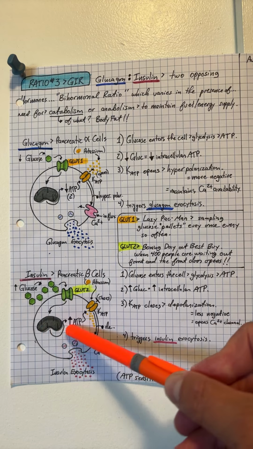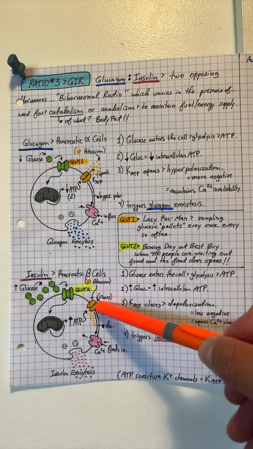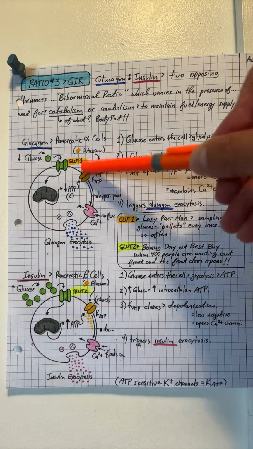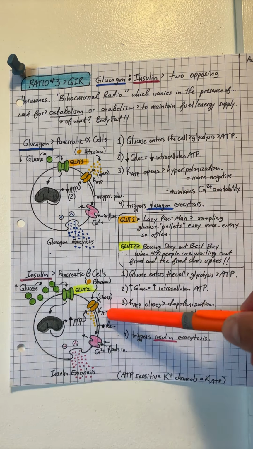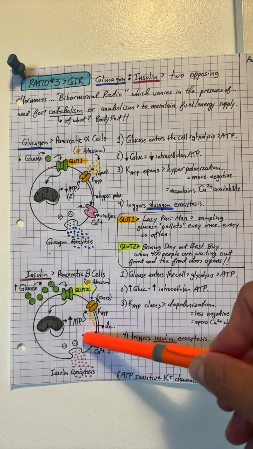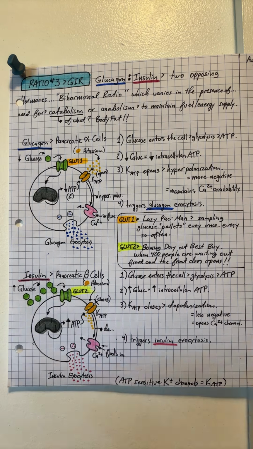Glycolysis, mitochondria, increased ATP. The increased ATP closes the potassium channel and depolarizes, so kind of the opposite here. Then again, the depolarization causes calcium to flood in, deals with the vesicles, and we get insulin. So similar, but different. Do you see what I mean there?